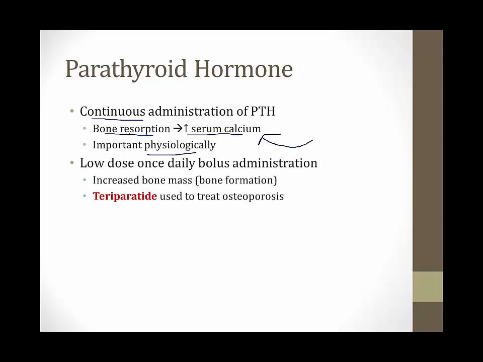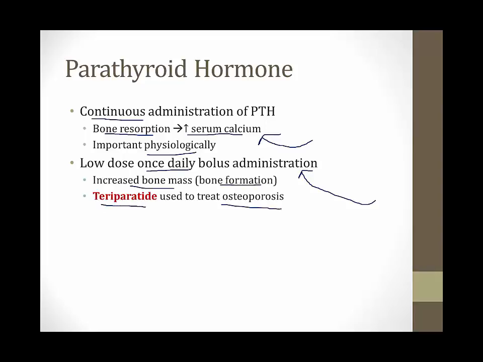If, however, you artificially administer a low-dose once-daily bolus of parathyroid hormone, you will see the opposite effect. The bone mass will go up and there will be bone formation. The reason that parathyroid hormone does this is not well understood, but because of this different effect of a once-daily bolus, you can use artificial parathyroid hormone. It's a drug called teriparatide to treat osteoporosis.